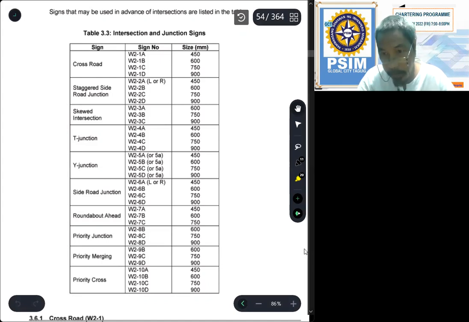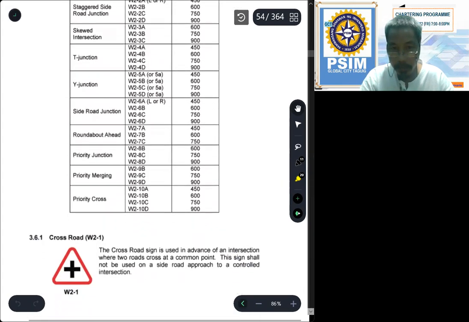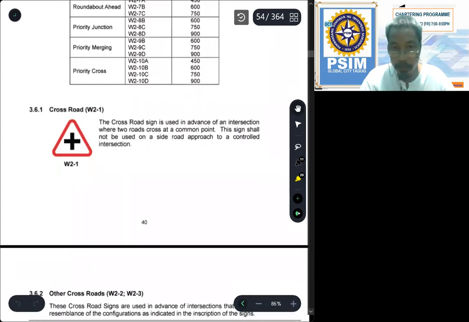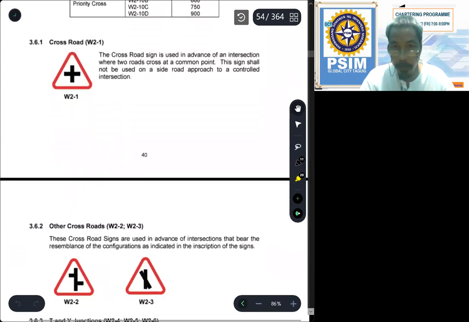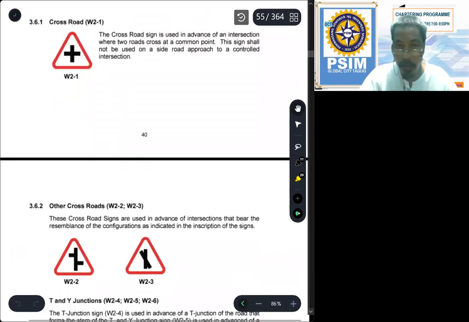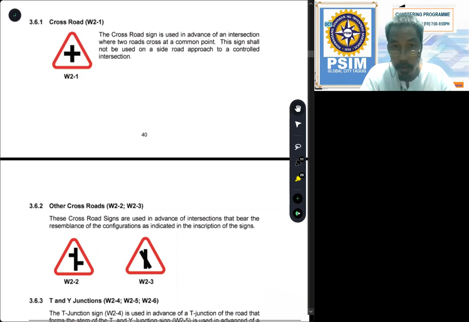of signs. So let us familiarize ourselves with each of them. So this is crossroad. There is a cross. This is not the red cross, because the cross is black. Okay, and the boundary is the red one with the white background. So this is a crossroad.